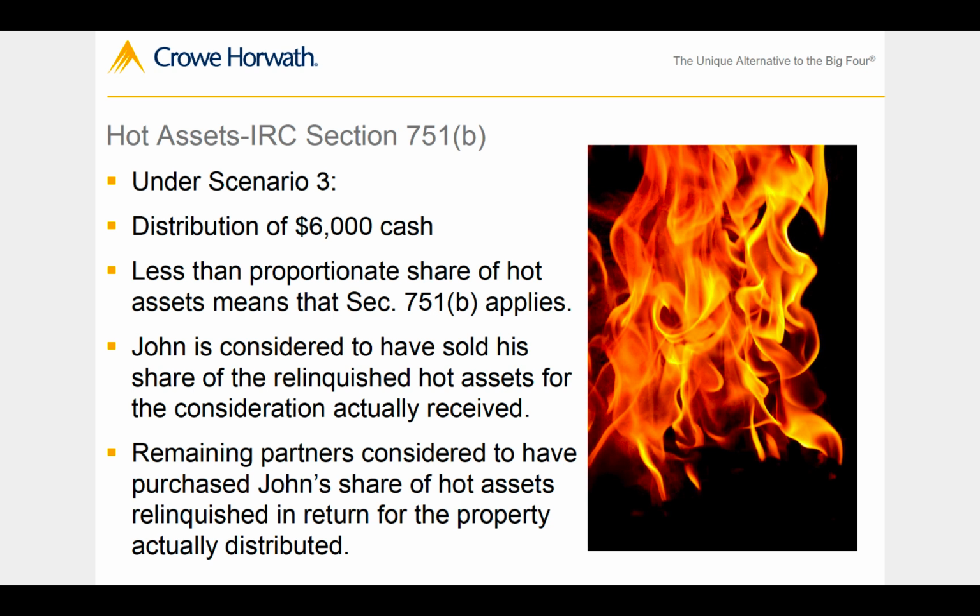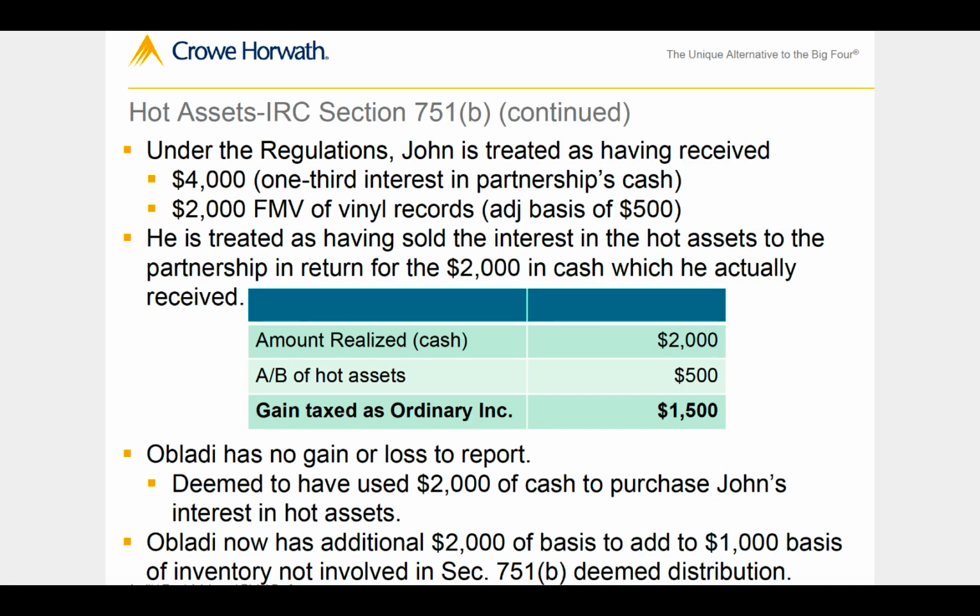We're going to pretend like John sold his share of the inventory for the consideration actually received. So this didn't really happen, but we are pretending now. We are pretending like John received $4,000 of cash and $2,000 of inventory, and sold his inventory back to the partnership in return for cash. If we pretend like he did that, then the remaining partners would be considered to have purchased John's share of the hot assets relinquished in return for the property actually distributed. So here's what it would look like.